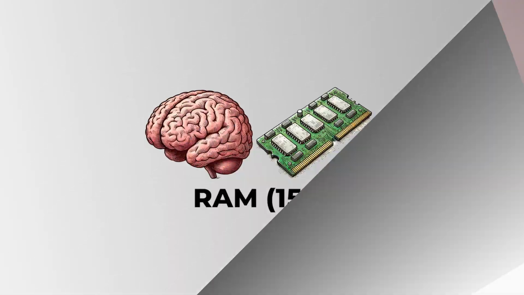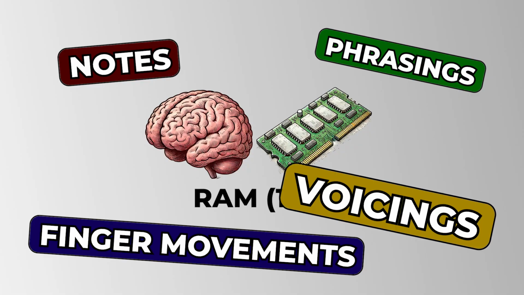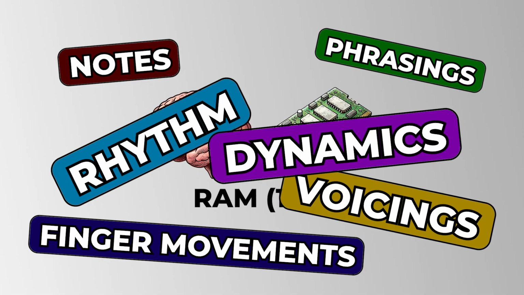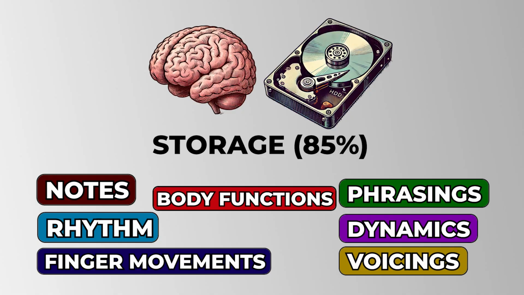And it should feel automatic because your RAM, the narrow and one thing at a time part of your brain, doesn't have enough storage to process the enormous amount of notes, finger movements, phrasings, voicings, rhythms, and dynamics that are happening at the same time while you play. This part can control all of that, and in fact it can do it at the same time that it keeps your heart beating, your lungs breathing, and it keeps yourself from peeing out.